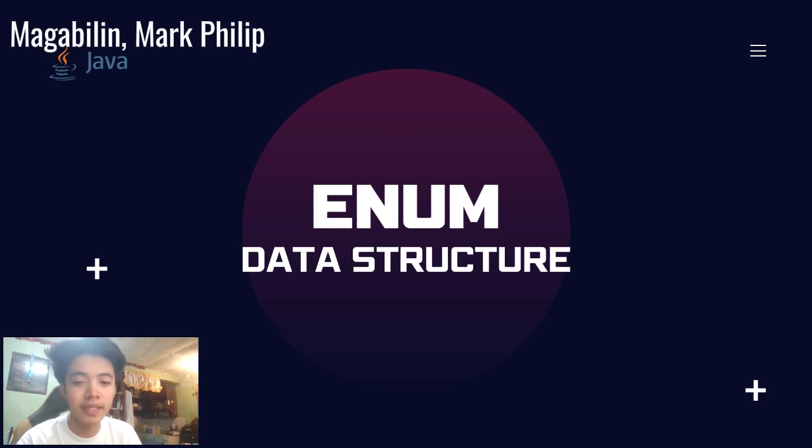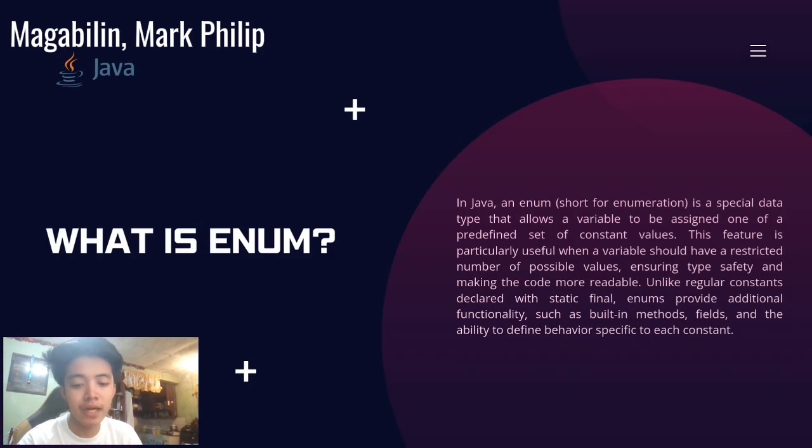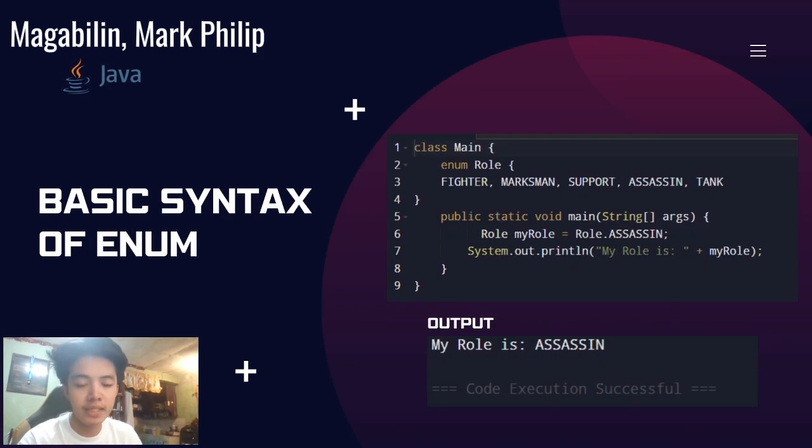Let's talk about enum in Java. Enums are commonly used to represent fixed sets of values, such as days of the week, compass directions, or traffic signals. By using enums, developers can prevent invalid values from being assigned and keep their code structured and maintainable. Basic syntax of enum.